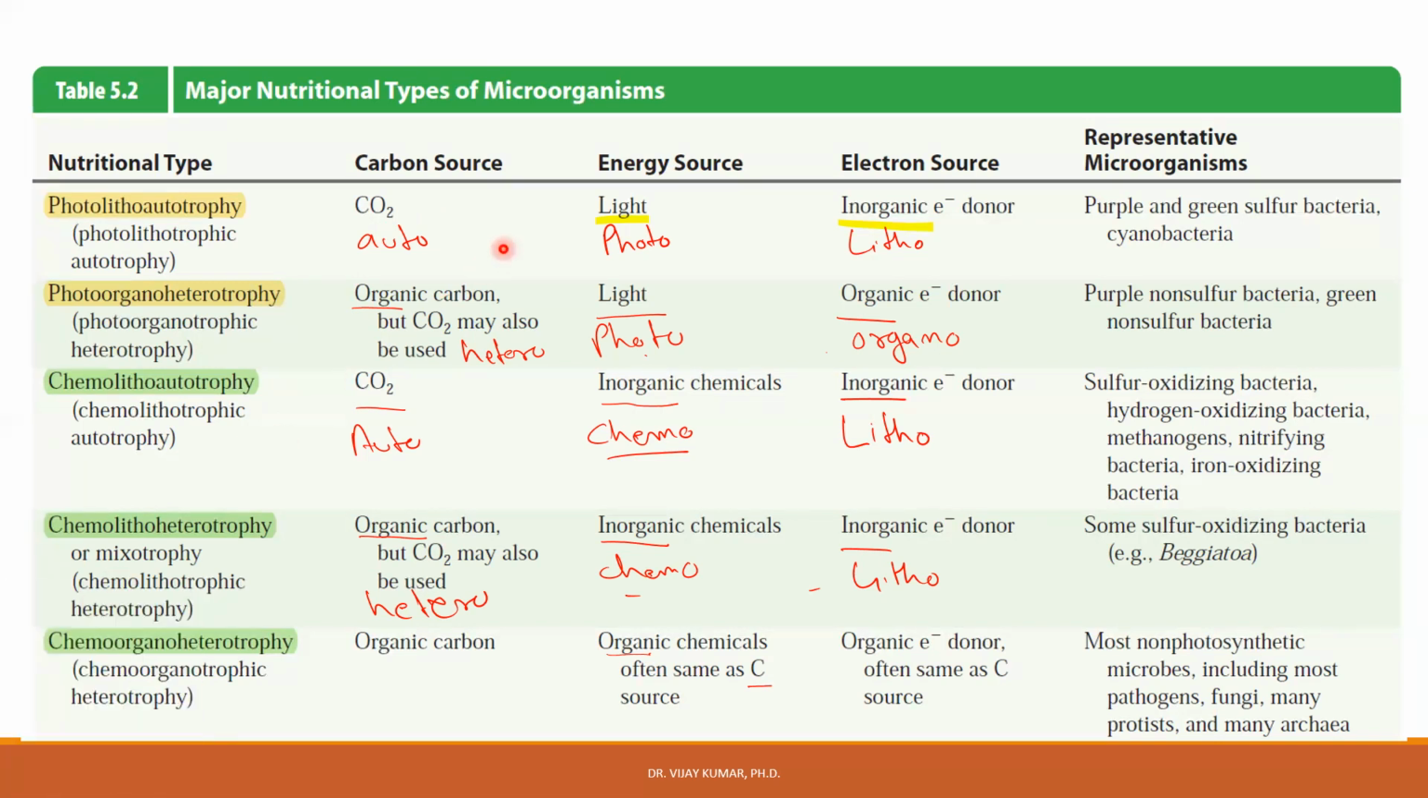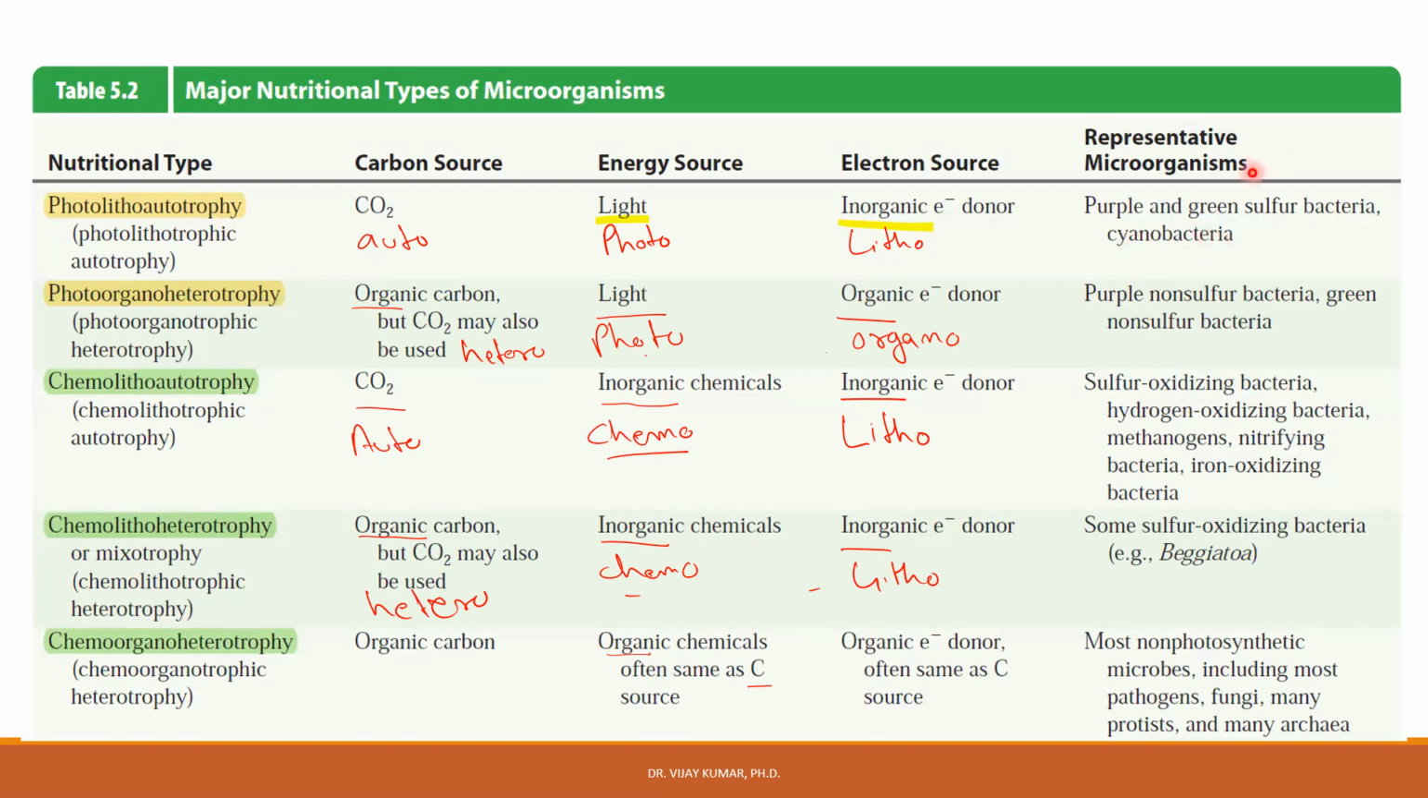See, as you see the name, photo litho autotroph. How has it come? Photo, that is, if the energy source is light, it is photo. Inorganic molecule as the electron source, it is litho. And if they are using CO2 as the carbon source, so photolithoautotrophs. Examples of this I will discuss more in the next table, but for now, purple and green sulfur bacteria and cyanobacteria are the examples.